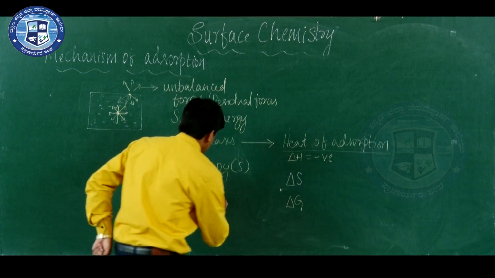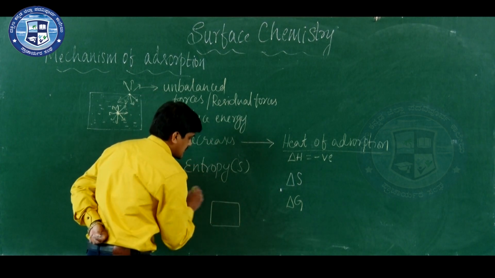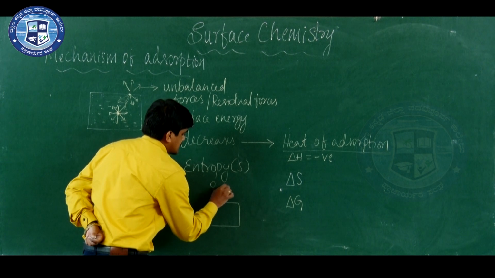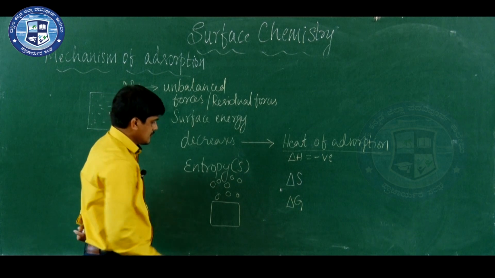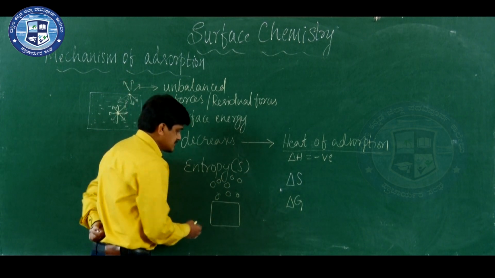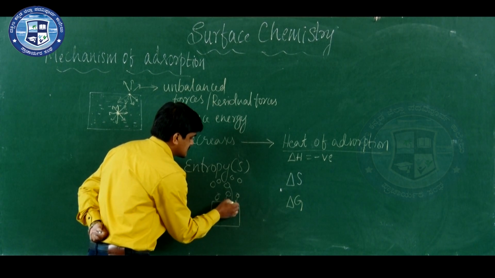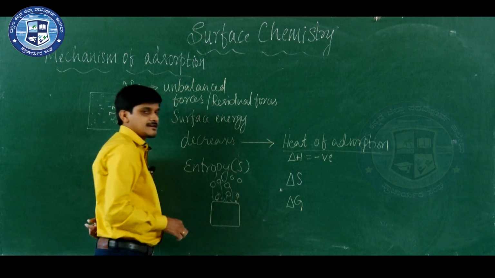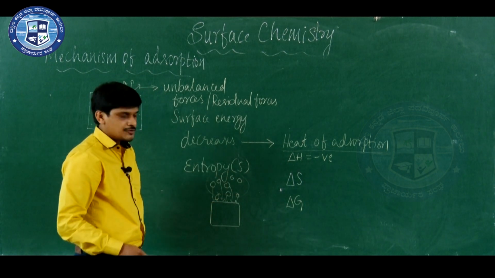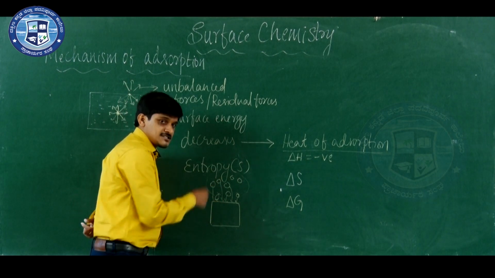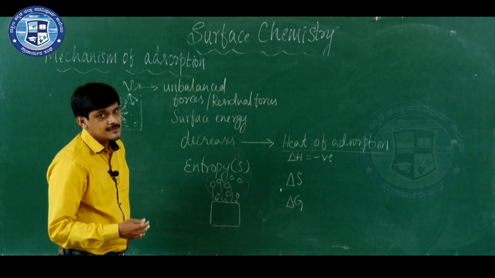See, there is an adsorbent here, adsorbent is there and adsorbate molecules are here. Now, during adsorption what happens? These molecules get accumulated at the surface. So accumulation happens like this. When accumulation takes place, adsorption takes place, the molecules are arranged on the surface, therefore entropy will be less.